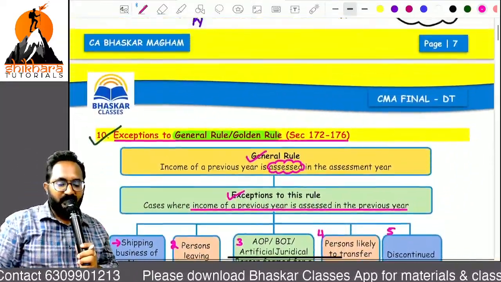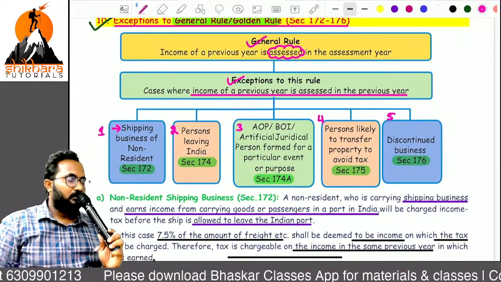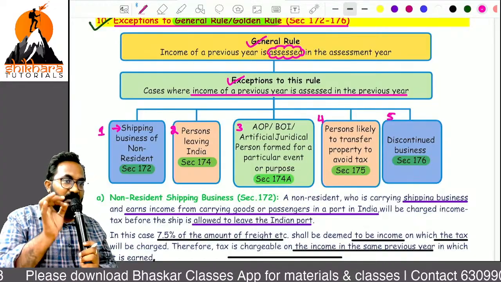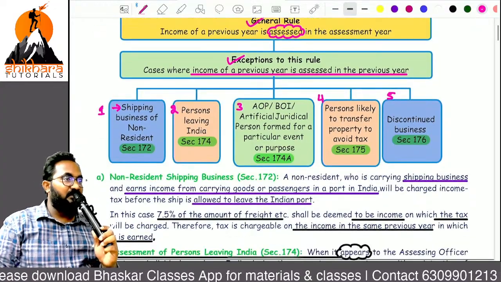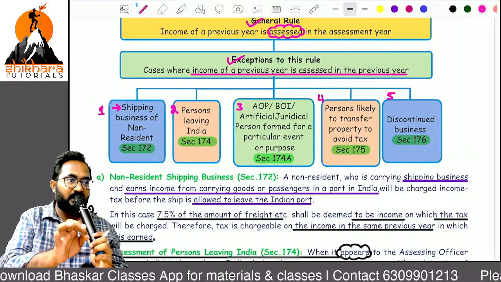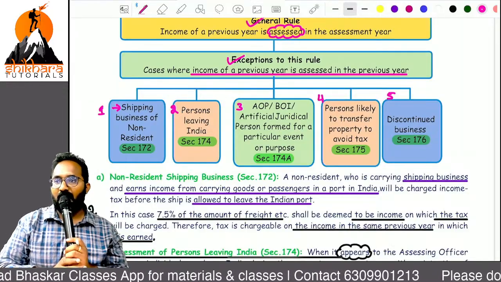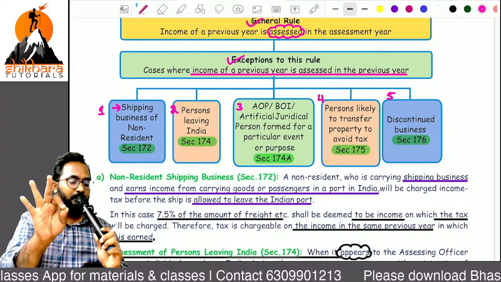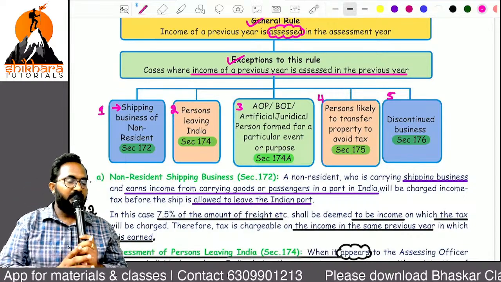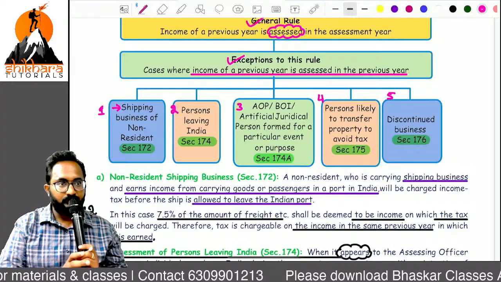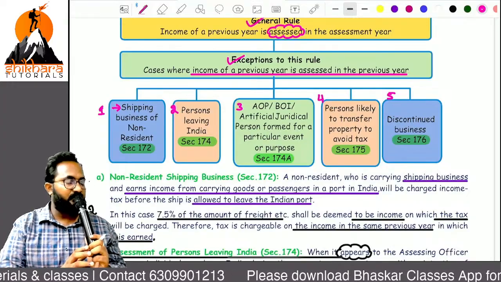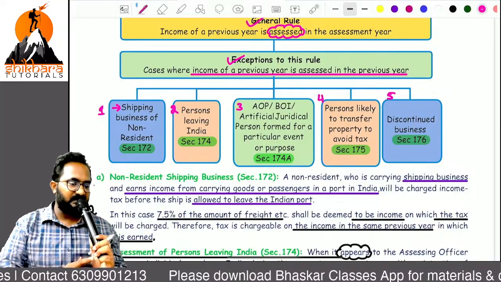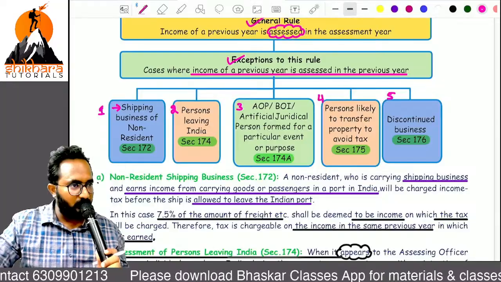First one, section 172, shipping business of non-resident engaged in the shipping business. 174, what is that? Person leaving India with no intention to come back. 174A, AOP, BOI, AJP formed for a particular purpose or particular event. Next, 175, what is that? Person transfers the properties in order to avoid tax. 176, what is that? Discontinued businesses.